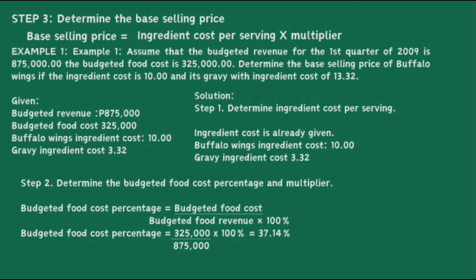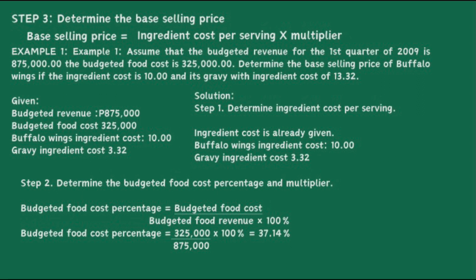Assume that the budgeted revenue for the first quarter of 2009 is 875,000. The budgeted food cost is 325,000. Determine the base selling price of buffalo wings if the ingredient cost is 10 pesos and its gravy with ingredient cost of 3.32. Given: budgeted revenue 875,000, budgeted food cost 325,000, buffalo wings ingredient cost 10 pesos, gravy ingredient cost 3.32. So the solution: step 1, determine the ingredient cost per serving.